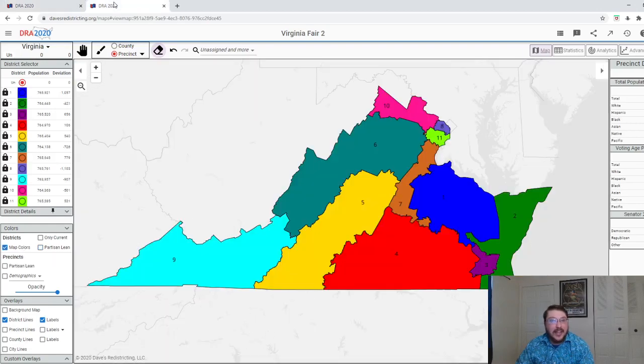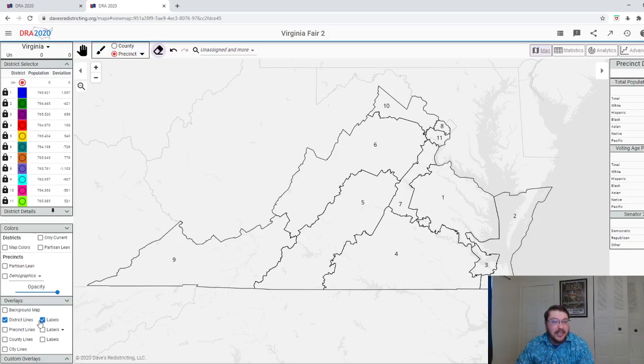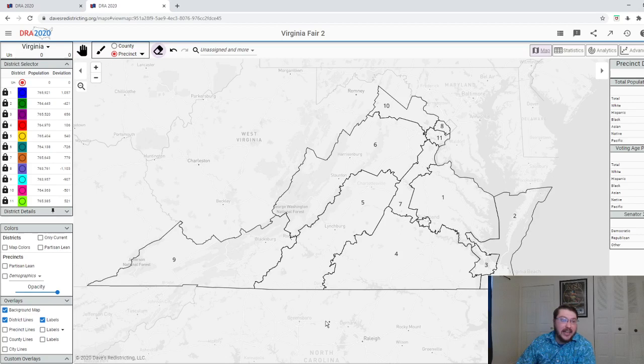So there's that, and I'm going to do the exact same thing, except what I did with this map was I tried to focus on creating as many competitive districts as I could. Now, the problem with Virginia is it's actually really difficult to do that. For example, no matter what you do, unless you make the map as ugly as possible, you're never going to get this area to be in a competitive district.